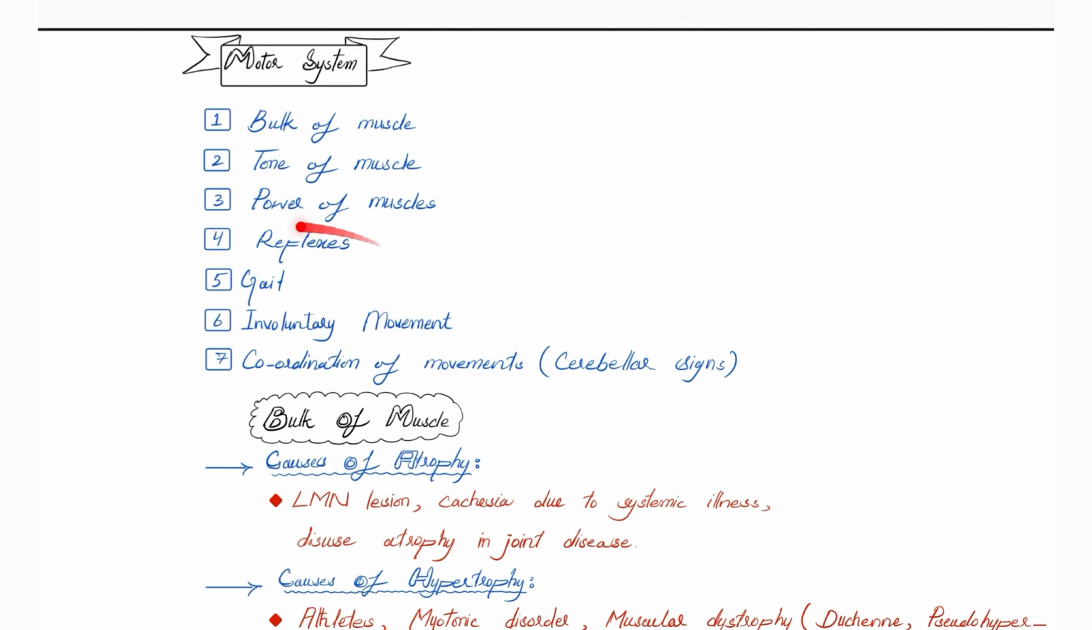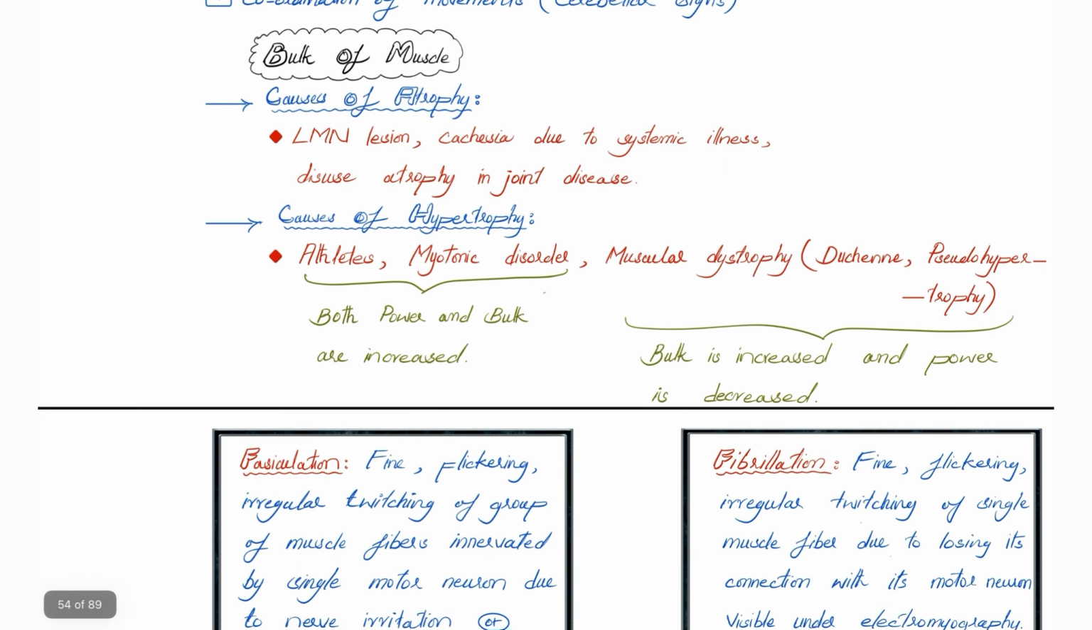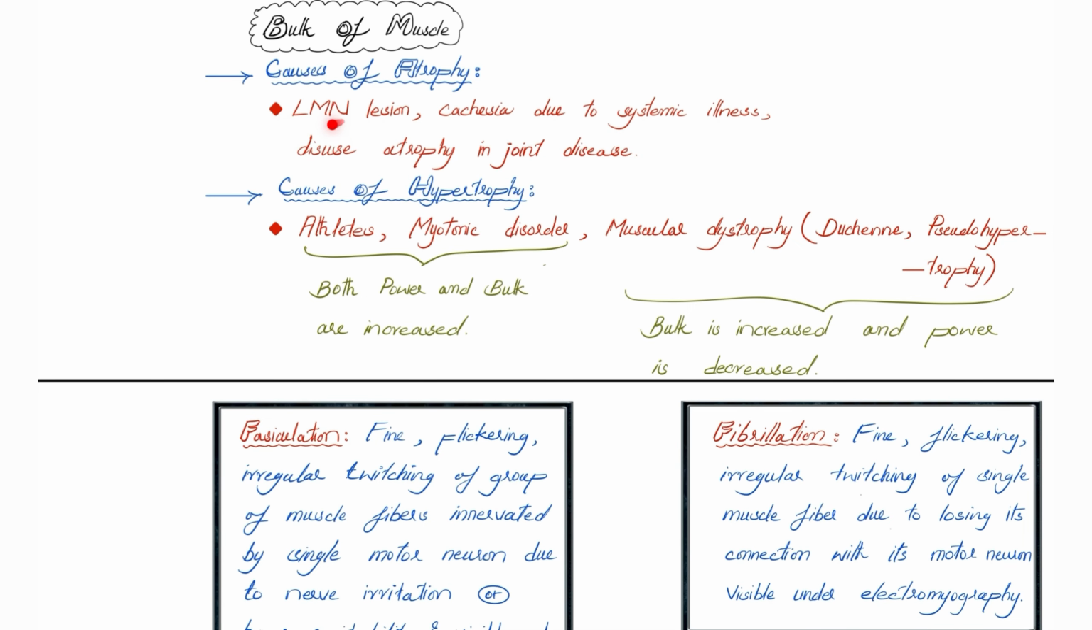Then we have to look at the gait of the patient and some involuntary movements, and then we need to check coordination of movements to find out the cerebellum function. So let's start with measuring bulk of muscle. If the bulk of muscle reduces, this is called atrophy, and it's caused by lower motor neuron lesion, cachexia due to chronic systemic illness, or disuse atrophy due to some joint problems.